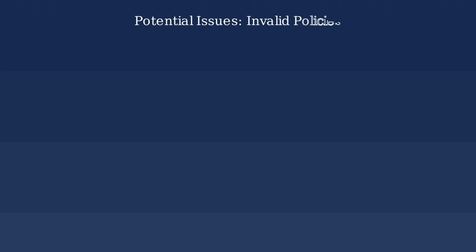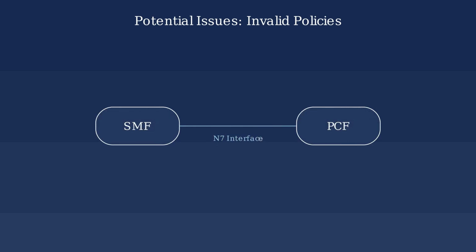Within 5G policy control, invalid policies present a significant challenge. The policy control function, or PCF, is responsible for generating policies that the session management function, or SMF, must interpret and enforce. When policies are valid, they travel through the N7 interface to the SMF, which then applies them correctly. However, sometimes the PCF may generate invalid policies that the SMF cannot interpret or enforce. When an invalid policy is transmitted to the SMF, it cannot be correctly processed.